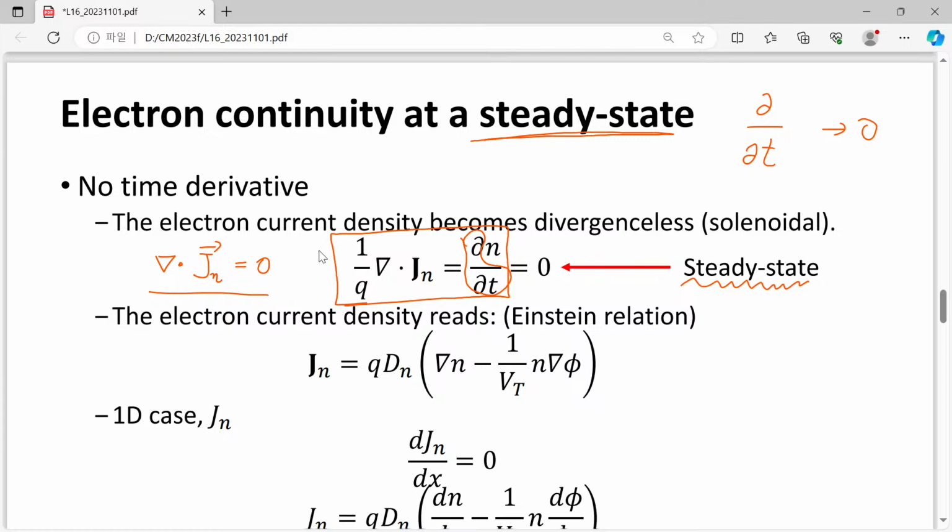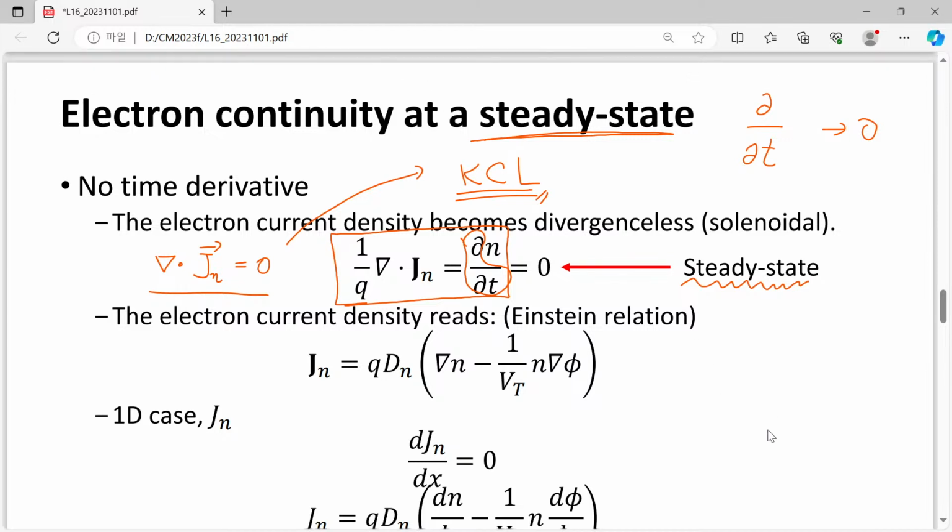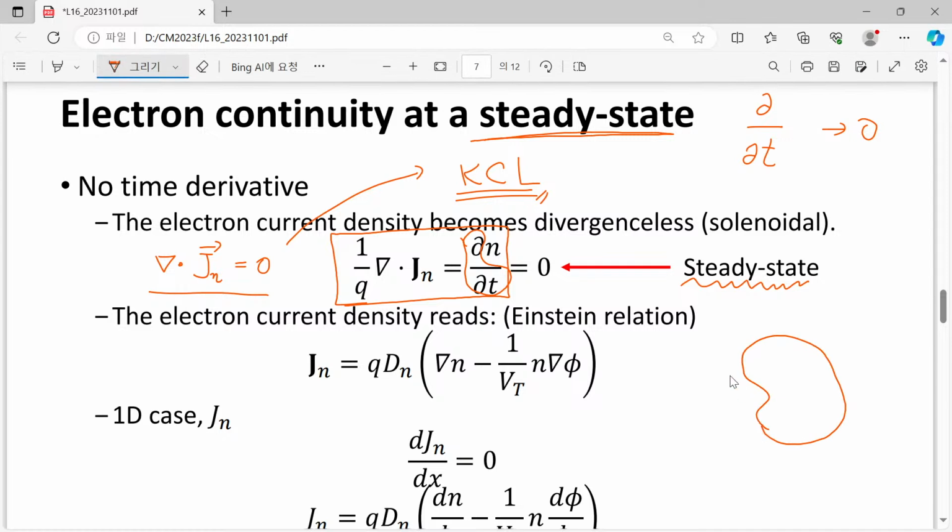So this is closely related to the equation called Kirchhoff's current law. So if we have a certain node, a circuit node in a circuit, and let's say that there are 3 branches.